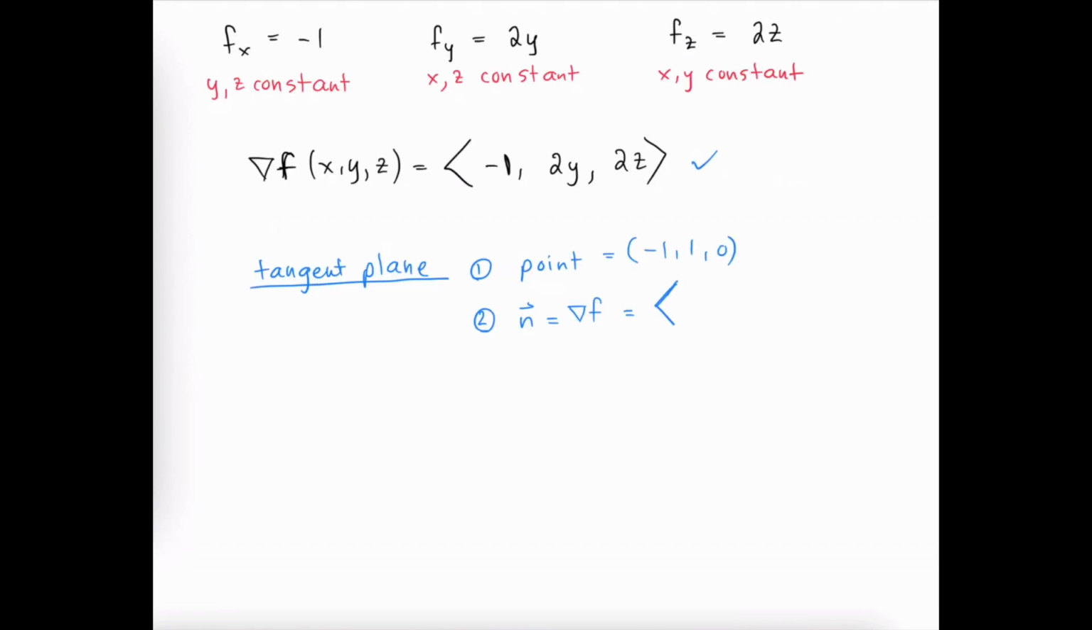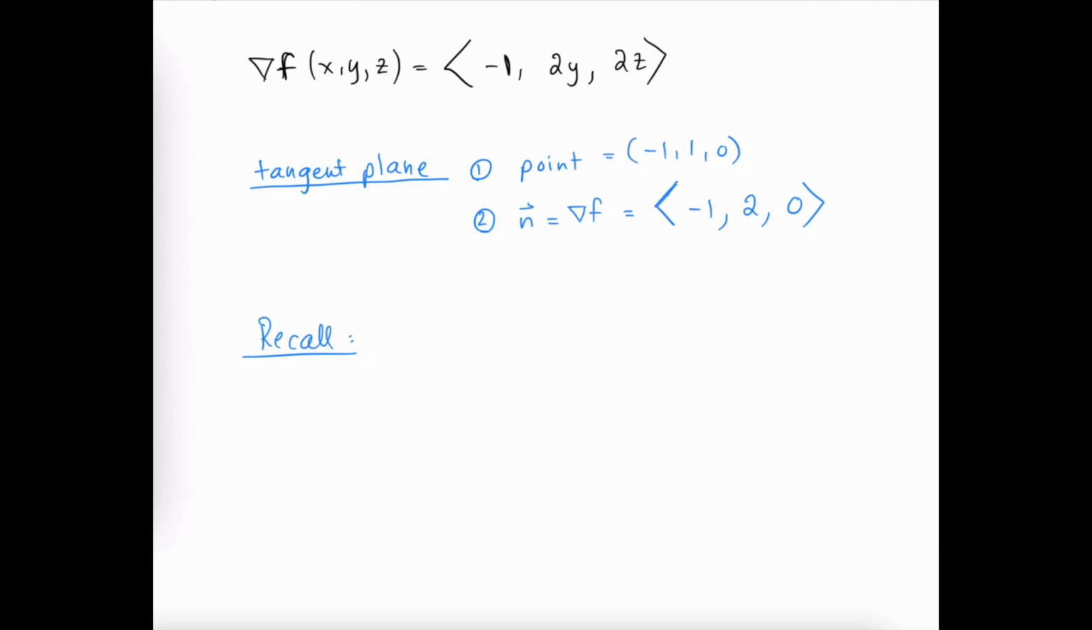And in order to get this specific gradient vector, we see that the x component of the gradient vector is a constant -1. The y component of the gradient vector depends on the y coordinate of the point, which is 1. It's 2 times y, or 2 times 1, which is 2. The z component of the gradient vector depends on the z coordinate of the point. 2 times 0 is 0.